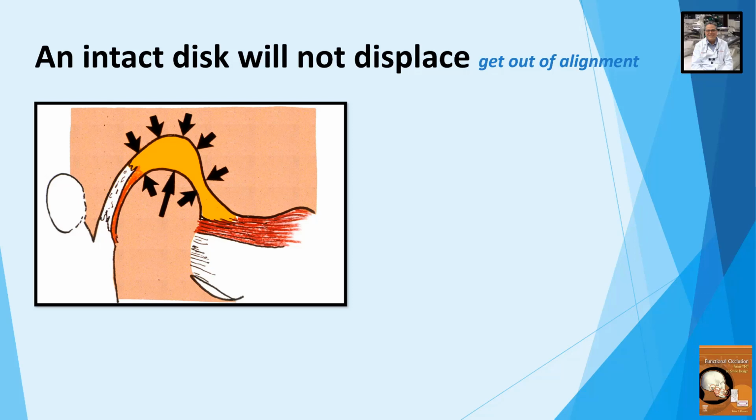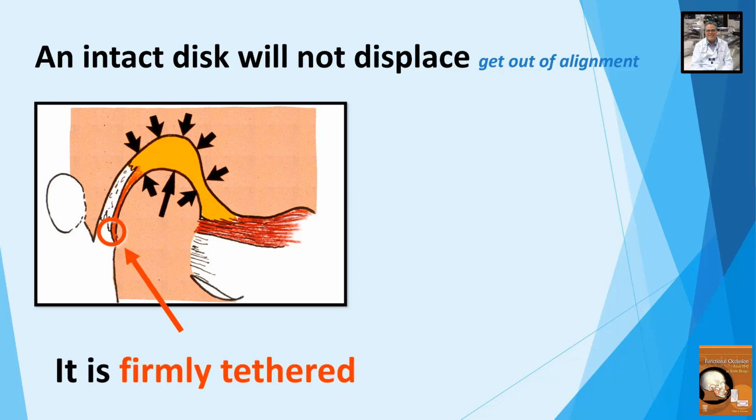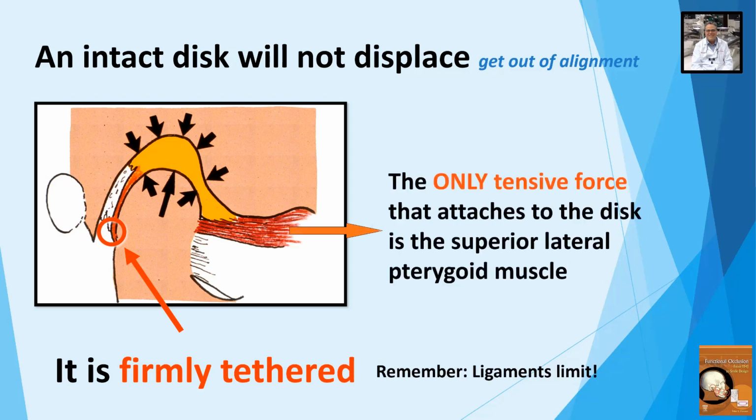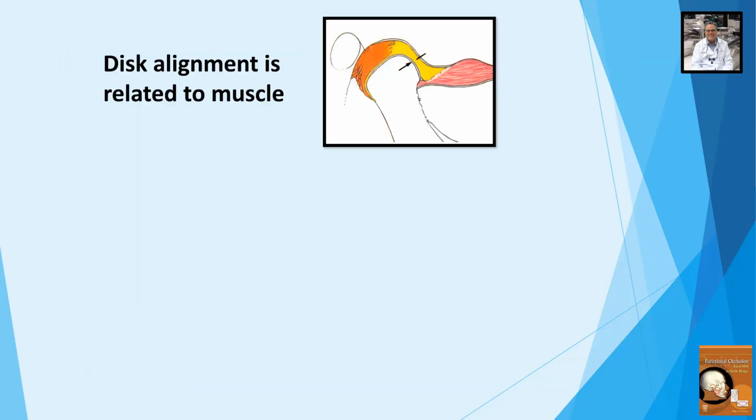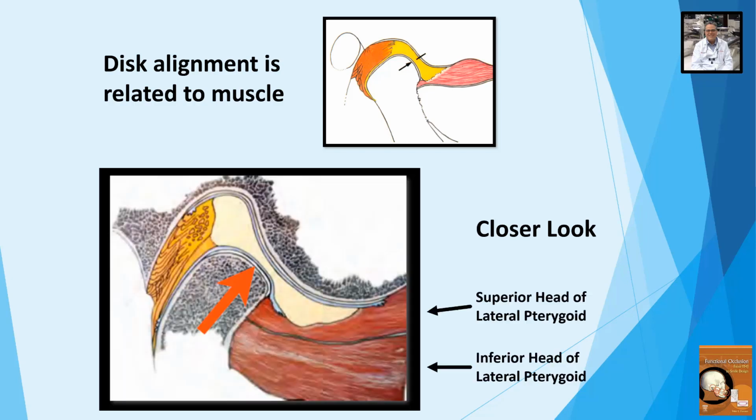When we talk about alignment, let's talk about it maybe being too far forward. It's firmly tethered in the back by the posterior ligament that limits its forward movement. And the only tensive force that attaches to the disc is the superior lateral pterygoid muscle. Disc alignment is related to muscle. Let's have a closer look. If we do a cross section, we'll see that the lateral pterygoid has a superior head and an inferior head.